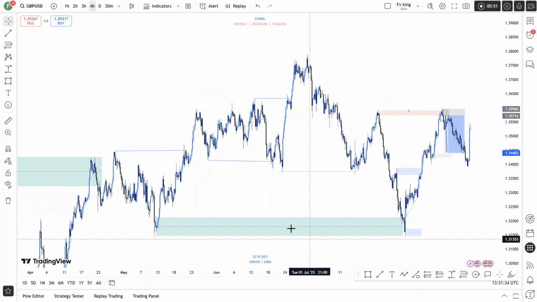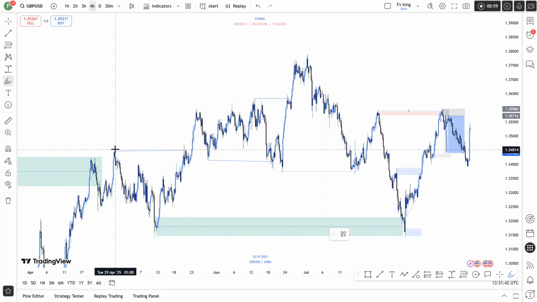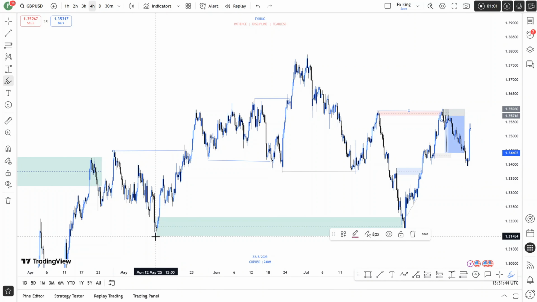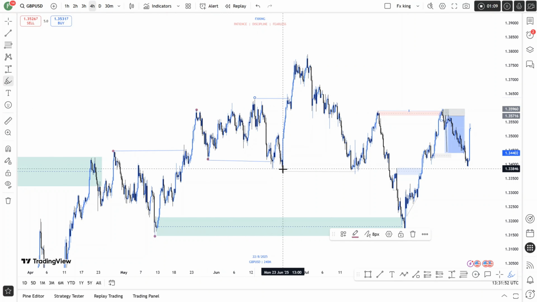Sorry, I've not properly marked this chart. So I had this market. The market was pushing up here. We have this higher high here, higher low. Then we have this other higher high here, higher low, higher high, and higher low.